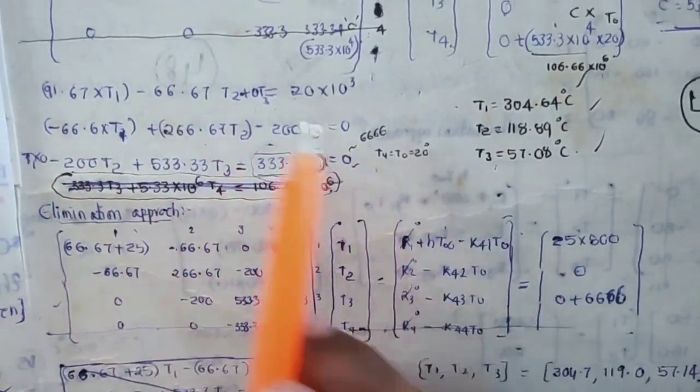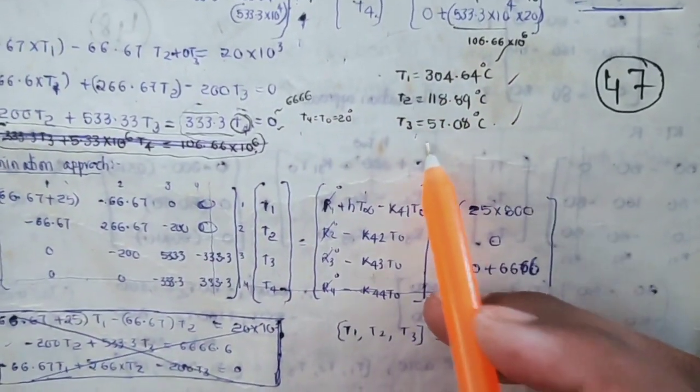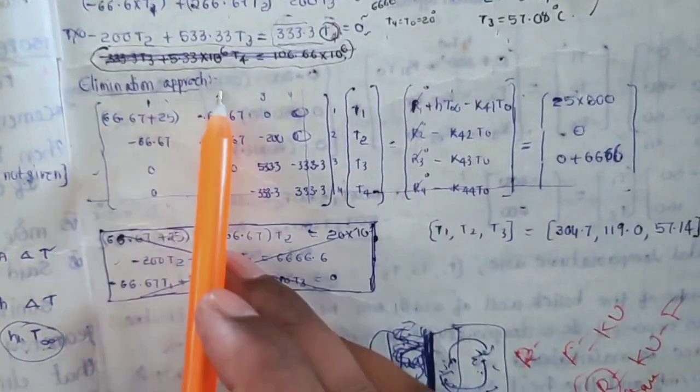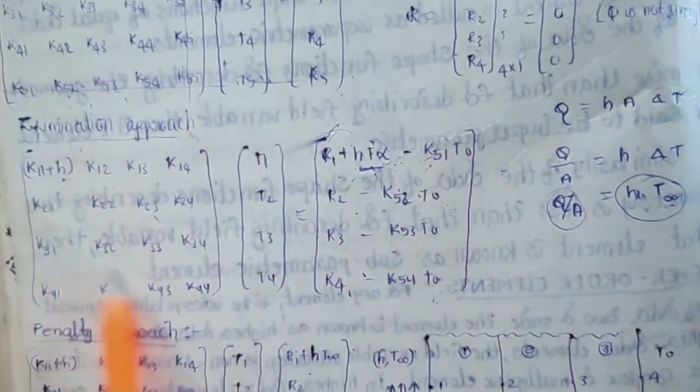Now you can easily solve this equation, and then you get the T1, T2, T3 values. Okay, this is the first case, the penalty approach. Similarly, you can solve the problem using the elimination approach. Yes, here this is the elimination approach formula.